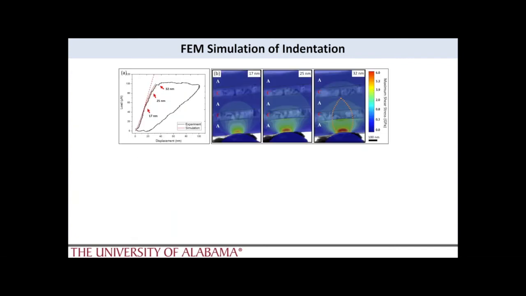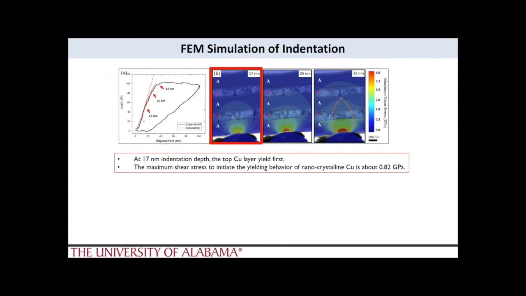So now using that information, we realize that we have a slope change that occurs about 17 nanometers in. And at this depth, what generates this slope change, because we're able to correlate this now to modeling, is that it appears that the first copper layer underneath the indent yields first, and that results in this slope change. And this occurs at about 0.8 GPa.